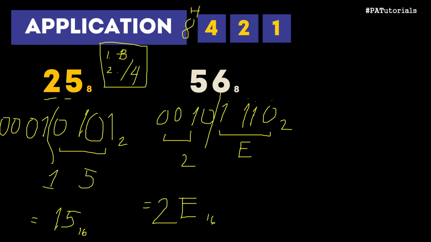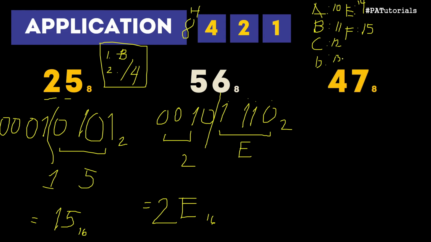Now, paano siya naging letter E? Kasi 8 plus 4, that is equal to 12, plus 2, that is equal to 14. And then again, ang counting natin ay A, B, C, D, E, and then F. Wherein yung A natin would be 10, B natin is 11, C natin is 12, D natin is 13, then E is 14, F is 15.